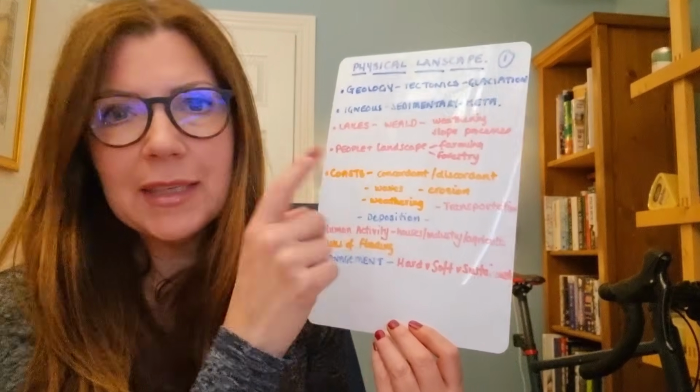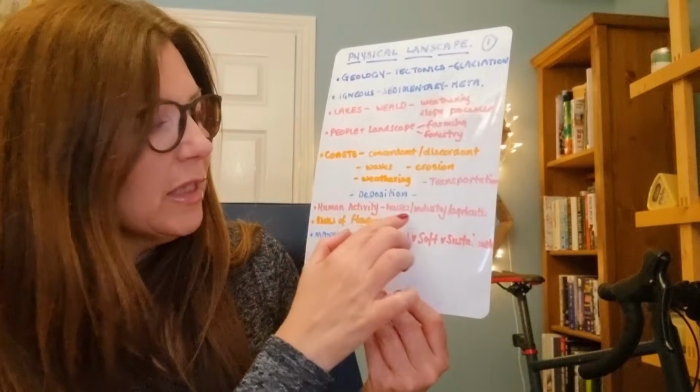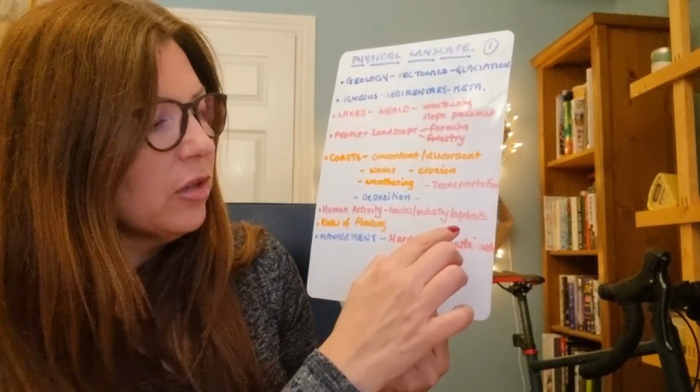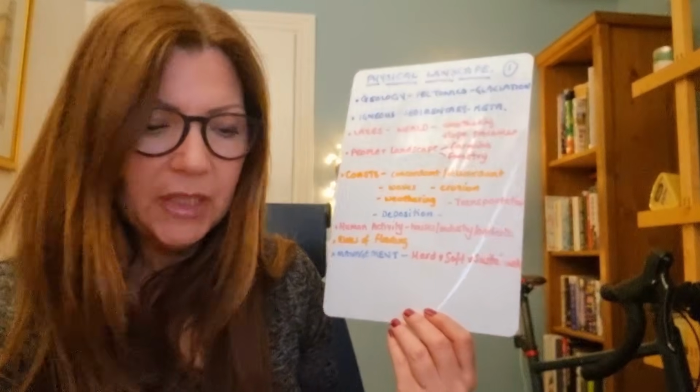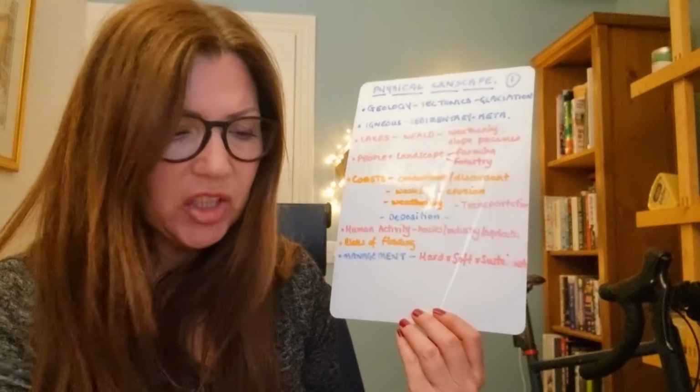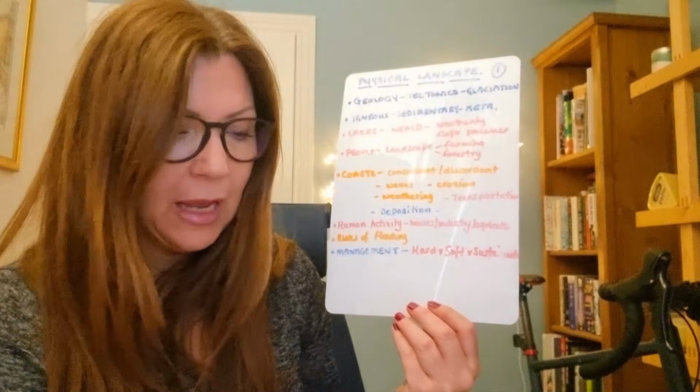So, a bit of a mess there, but never mind, you know what I'm talking about. Human activity, like I said, houses, industry and agriculture have an impact on the coastline. And then risks of flooding. So, there's a little section here which talks about sea level rise.